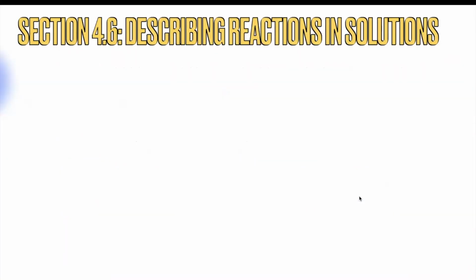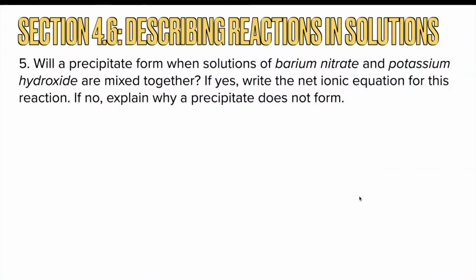Okay, so now let's do the exact same thing for another example. Barium nitrate and potassium hydroxide are mixed together. Are they going to form a precipitate? If yes, let's write the net ionic equation for this. So barium nitrate, hopefully you remember, barium is a +2. It's an alkaline earth metal on the periodic table. Nitrate is -1, so that's how we would write barium nitrate. I'm mixing it with potassium hydroxide, so potassium hydroxide would be KOH.